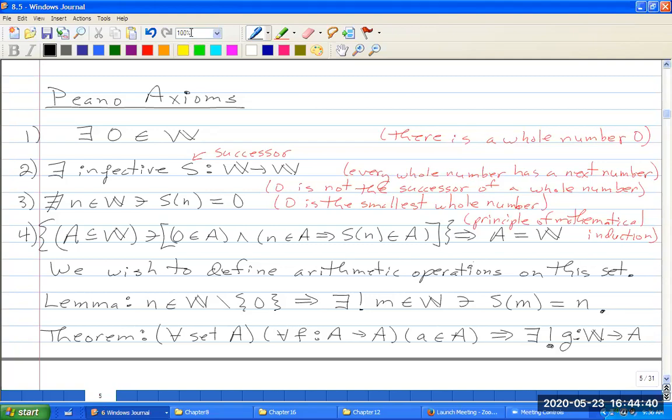Next, mathematical induction. This is going to be the principle of mathematical induction. It's assumed. Let A be a subset of the whole numbers such that 0 is in A, and if n is in the set A, then the successor of n is in the set A. If these hold, then A is the whole set of whole numbers. This is the principle of induction. And so the whole numbers will only be assumed to have these four properties invoked on a set of numbers.